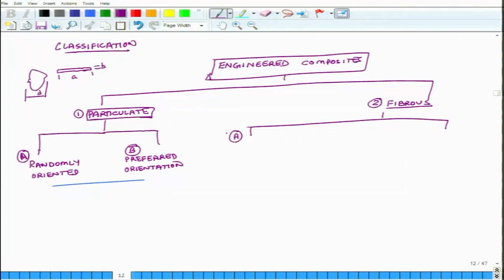2A and 2B. So, 2A would be single layer, okay, and 2B would be multiple layer. Now, what does this mean? In single layer composites you have fibers, it is just one single layer, okay.